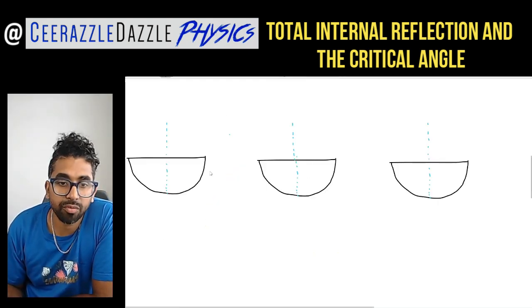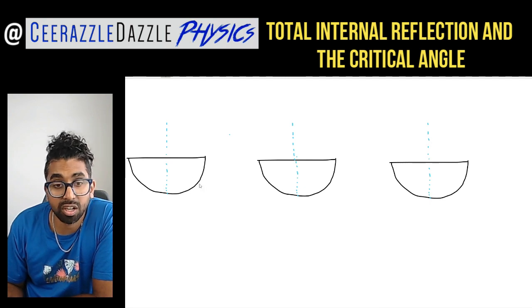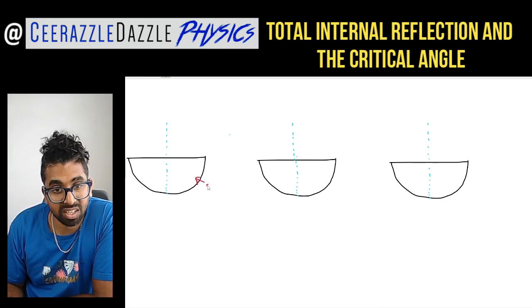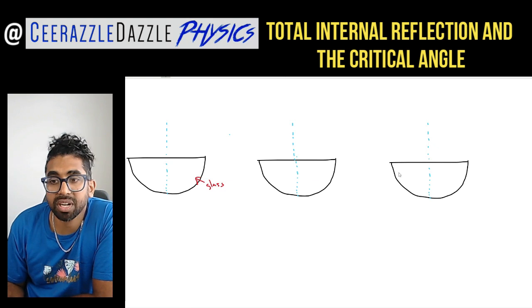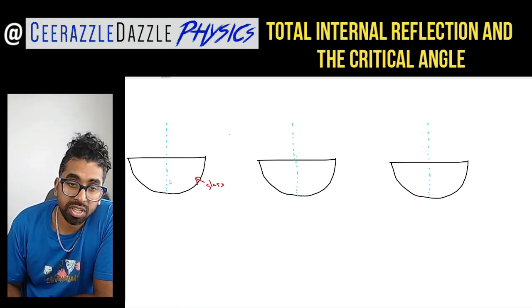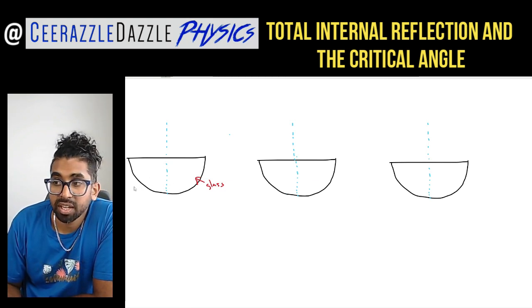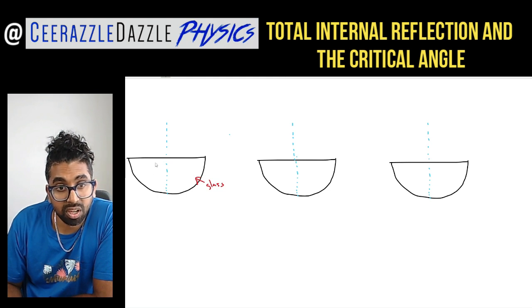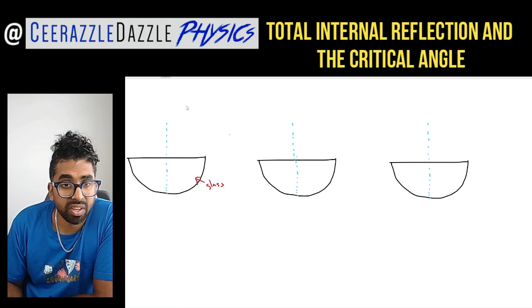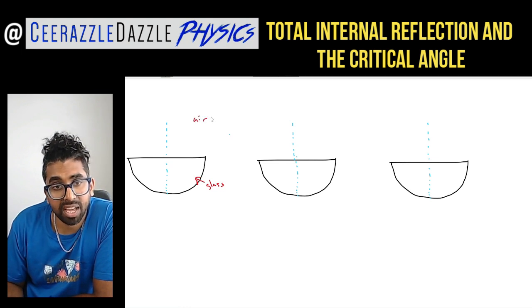Okay, so over here I've got three semicircular glass blocks. They're all made out of glass. What we're going to be doing is shining a ray of light going inwards through the glass, and we're going to see what happens to it as it exits the glass. So glass over here, and this medium over here is going to be air.